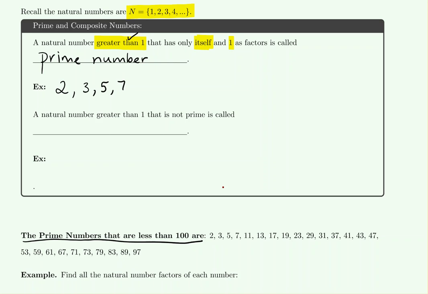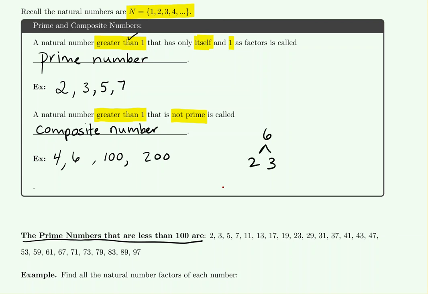Now, if you're looking at a natural number that's greater than 1 and it is not prime, that's because it has more factors than 1 and itself. We would call that a composite number. So a composite number is just any number greater than 1 that's not prime. For instance, we know the first few prime numbers, 2, 3, and what's missing here is 4, so 4 is a composite number, as is 6, and we could list many such, 100, 200, anything that has factors other than just itself and 1. We know, for instance, 6 has the factors 2 and 3.